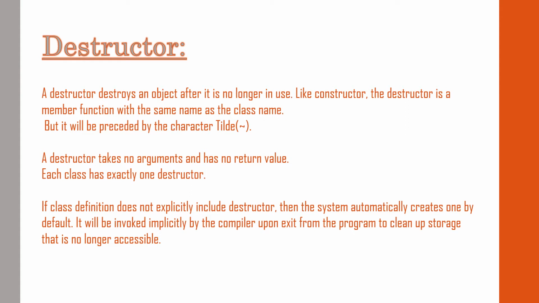It will be invoked implicitly by the compiler upon exit from the program to clean up storage that is no longer accessible. So by this statement we can understand that the destructor, till now we haven't created explicitly, was created by the compiler automatically. It was called by the compiler in the program to clean up the storage. Okay, so let's see through a program how destructor works.